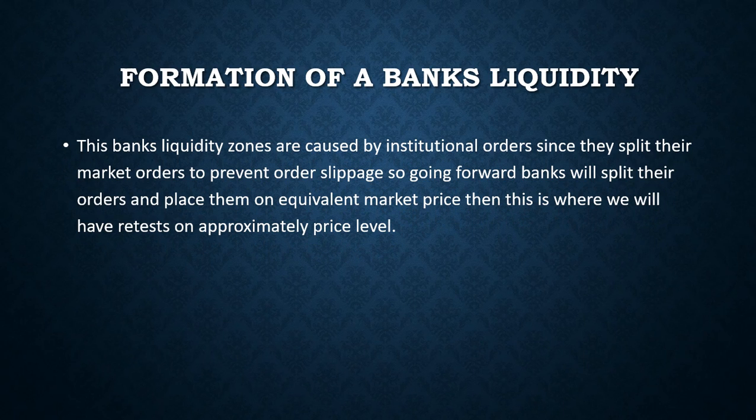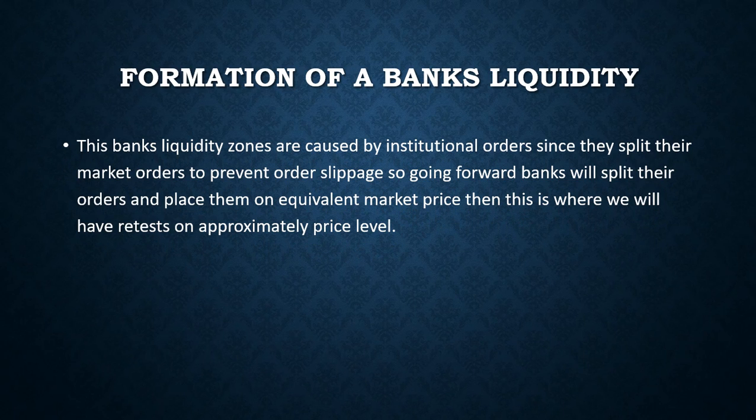The reason the banks split their orders is to prevent what we call order slippage. Another secret about the banks is that when they place their trades or orders in the market, they split them and place them at equivalent market prices. This means that if, for example, they want to place 4 million buy trades in the market, they will first place 2 million orders, then come and place another 2 million orders, so at the end of the day they have placed a total of 4 million orders.